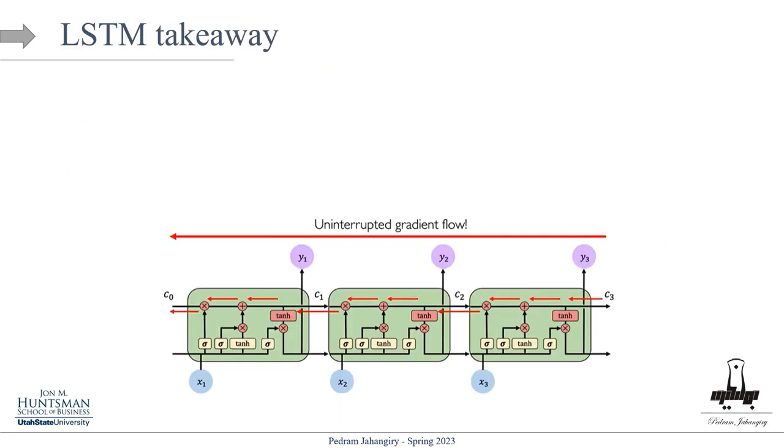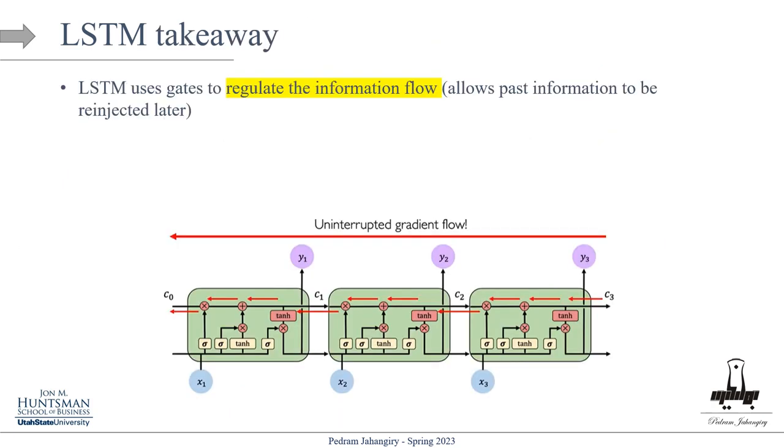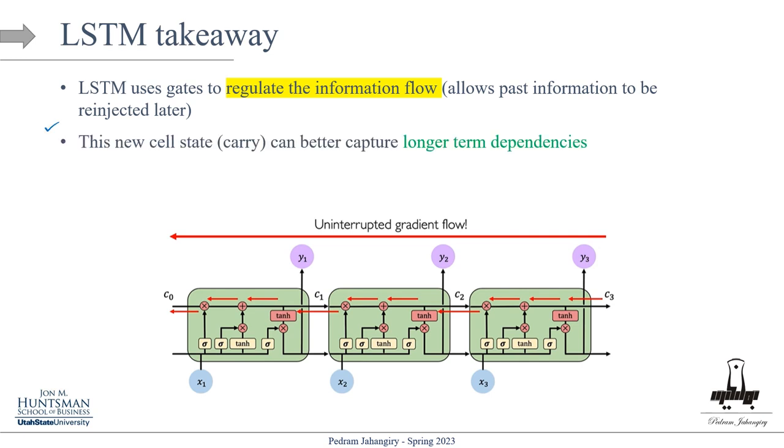So what are the LSTM takeaways? Remember, LSTM uses gates to regulate the information flow: input gates, forget gates, and output gates. This allows past information to be reinjected later. That's one thing. The other thing is that this new cell, which we call the carry vector, is the cell state. This can better capture longer-term dependencies.